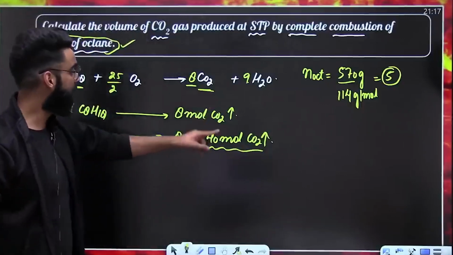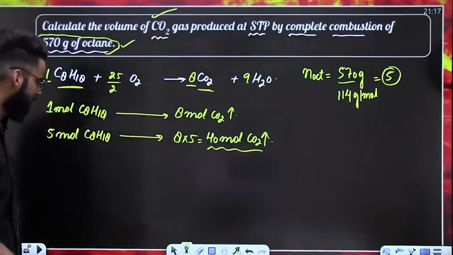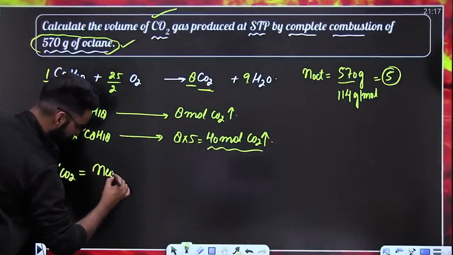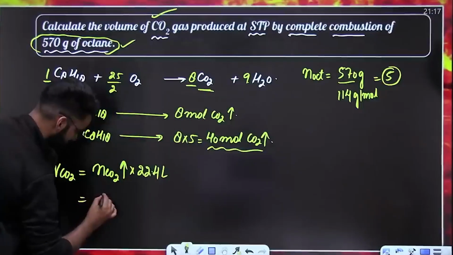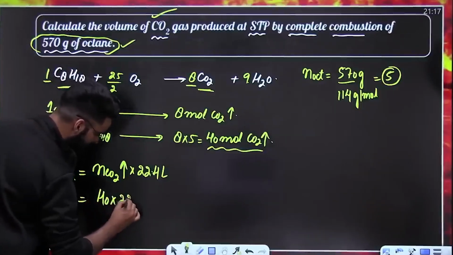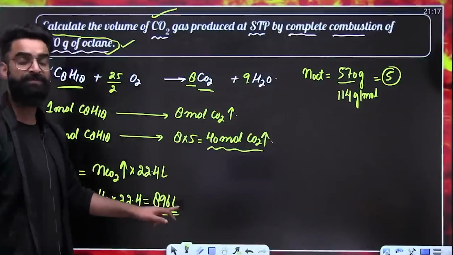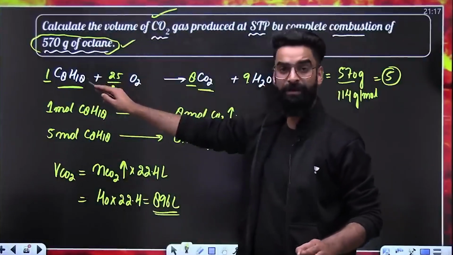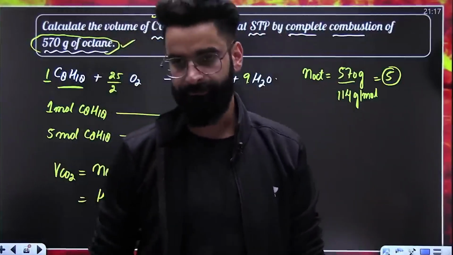But am I supposed to calculate the moles of carbon dioxide produced or the volume of carbon dioxide produced? We need to calculate the volume of carbon dioxide produced at STP, which will be equal to moles of carbon dioxide produced multiplied by 22.4 liters. This is 40 multiplied by 22.4. The value comes out to be 896 liters. So this is basically the volume of carbon dioxide which is produced when we do the combustion of 570 grams of octane, or you can say the combustion of 5 moles of octane. Yeah?